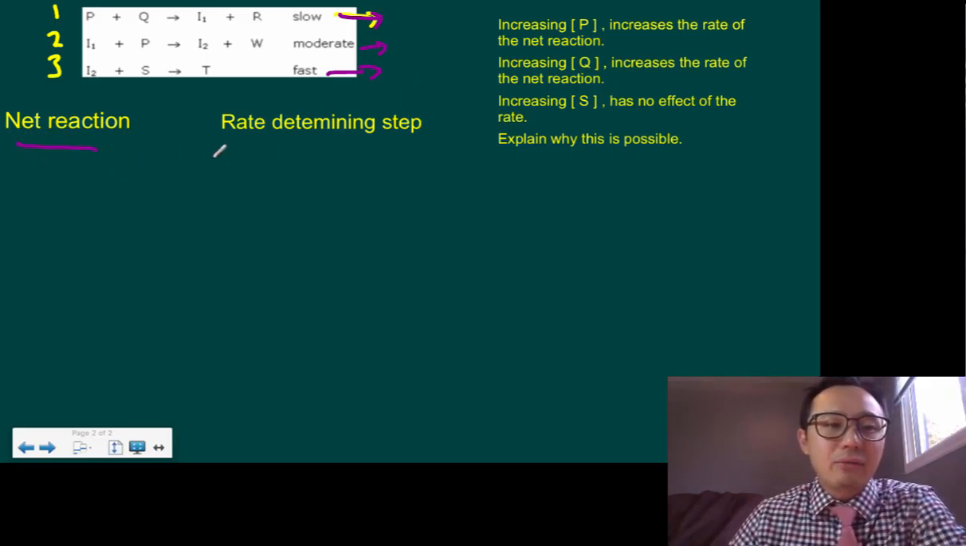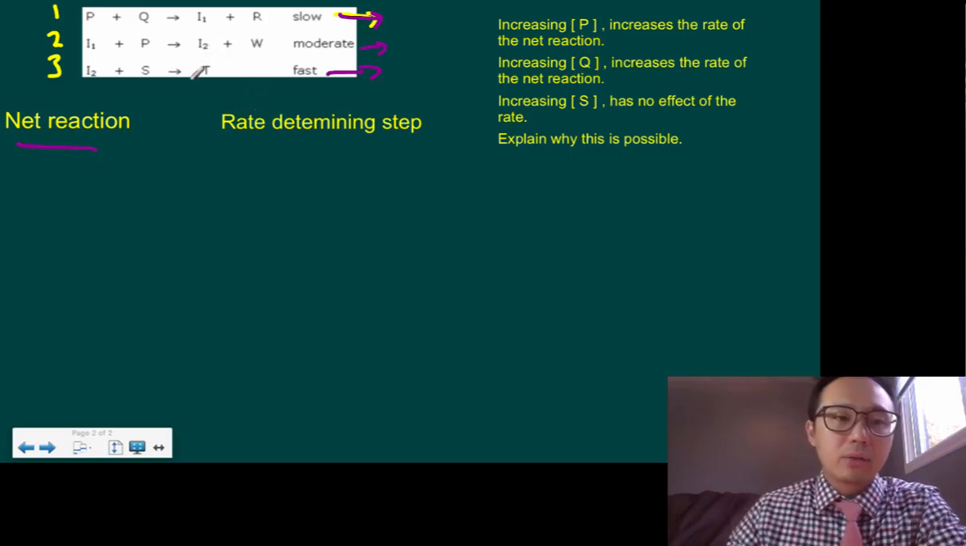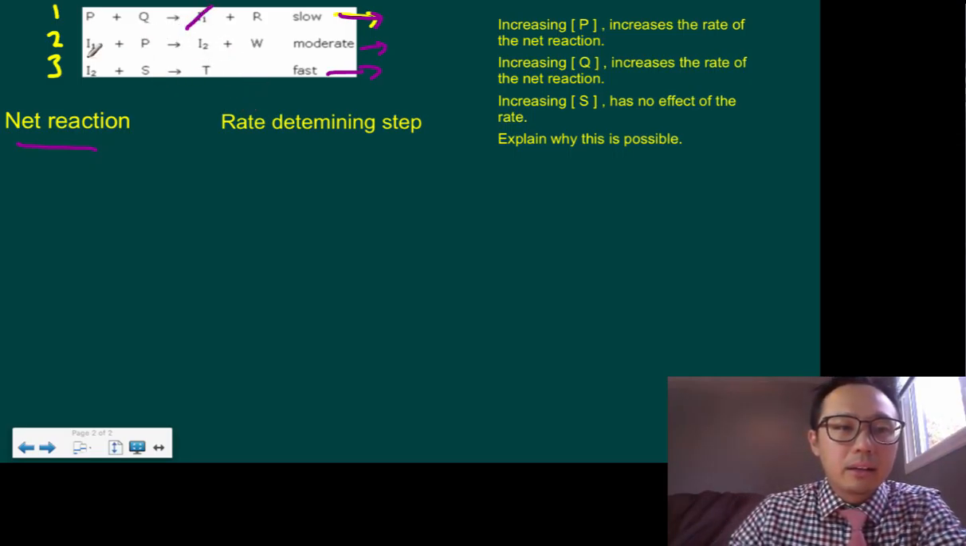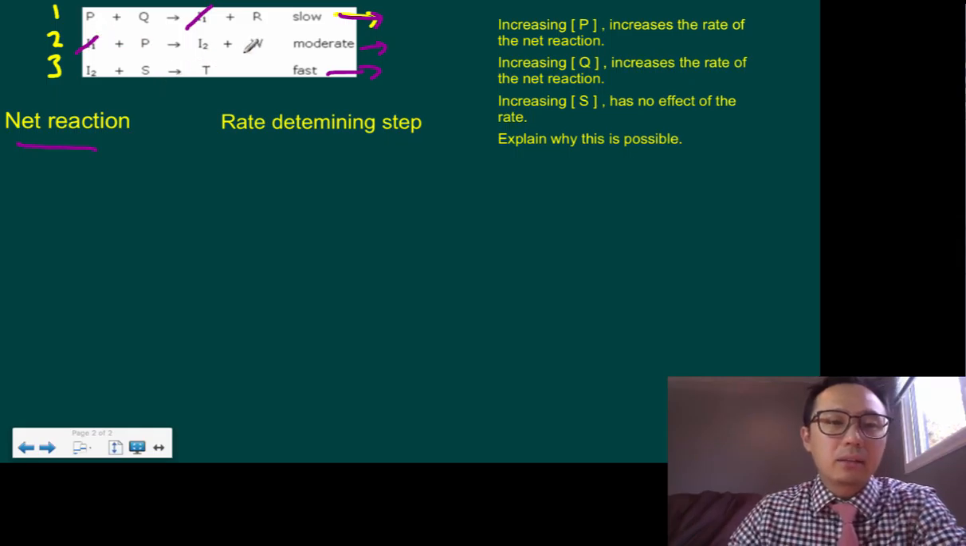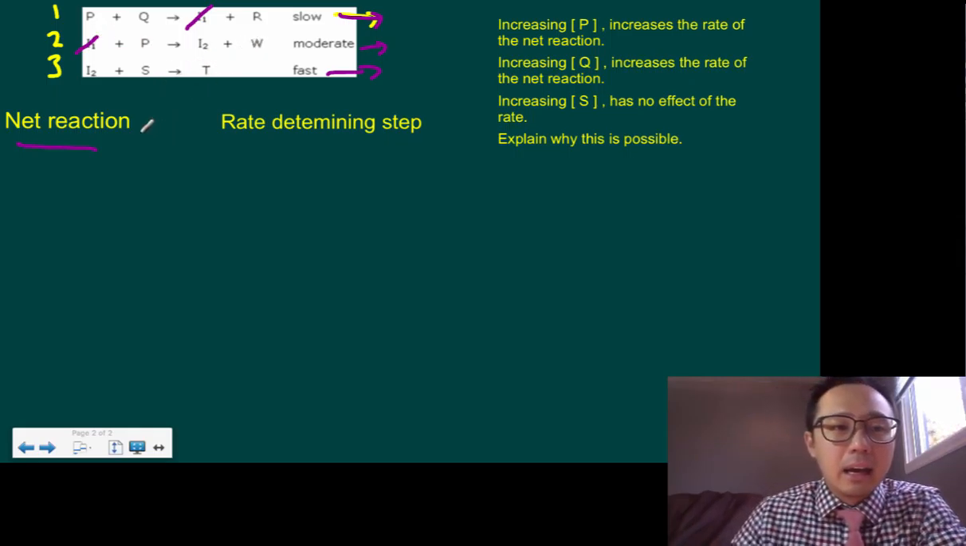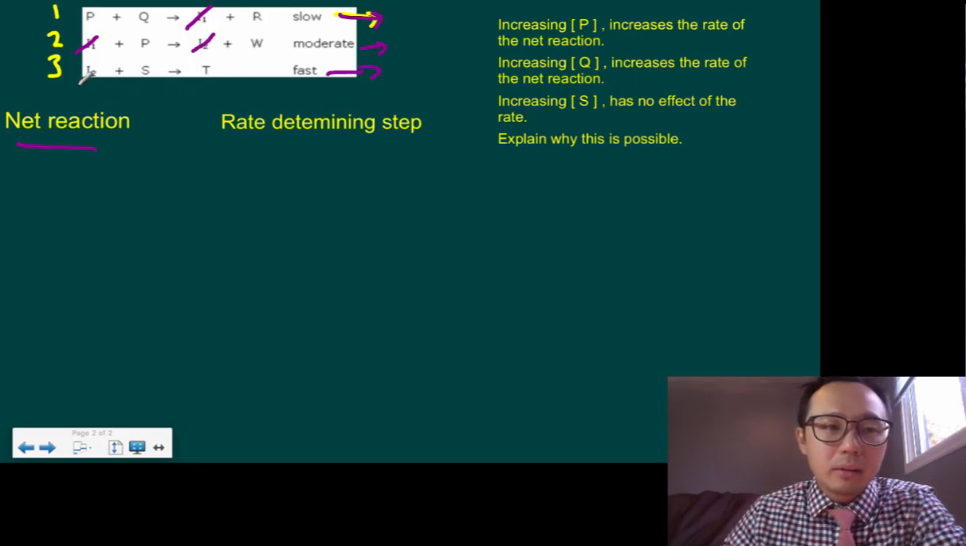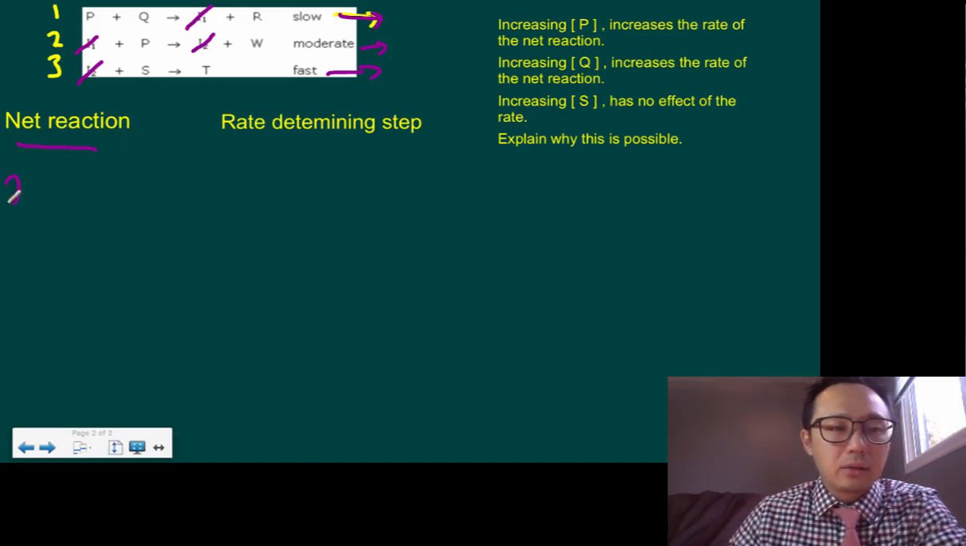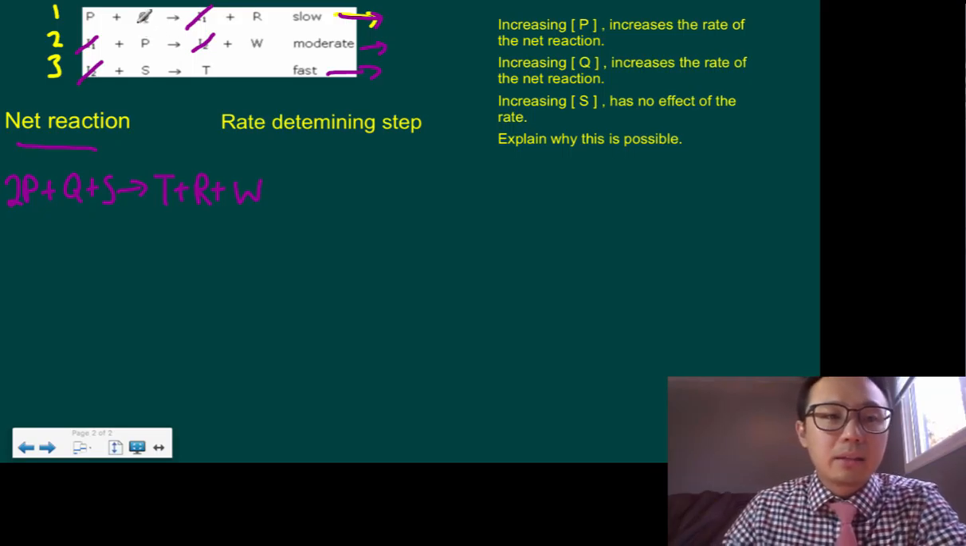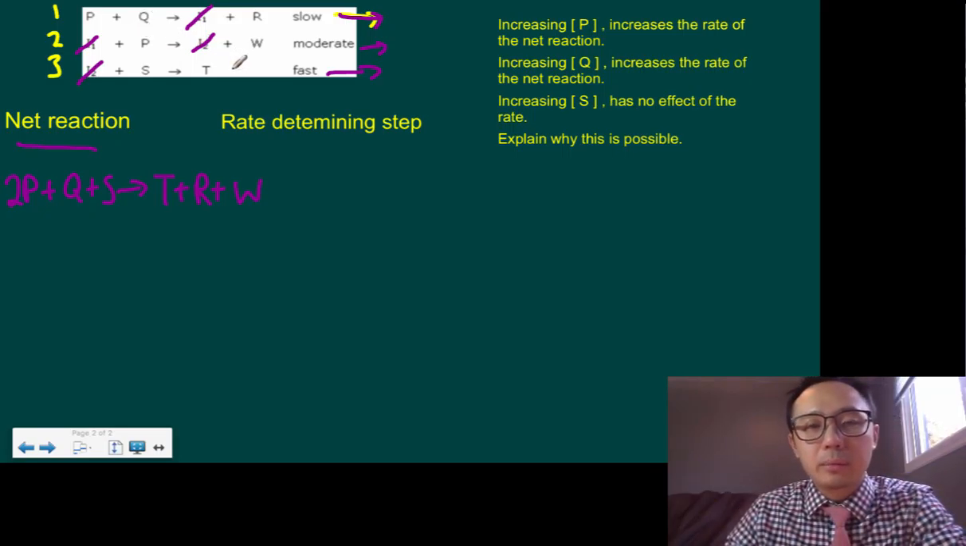Well, let's look at the net reaction first. Let's just cancel out all the ones on the left side and the right side and see what our net reaction is. I can see that this I1 is in the product and this is in the reactant, so we can actually say that that's an intermediate. And here's another intermediate. I2 shows up in the product and shows up in the reactant in the next step. Anything else? I don't think so. I think it's just 2P plus Q plus S yields T plus R plus W. And I don't think we have any catalyst because there's nothing on the left side that will show up in the product step.